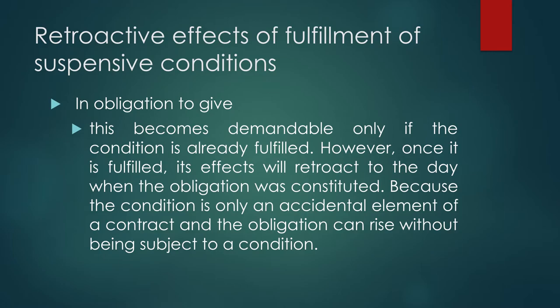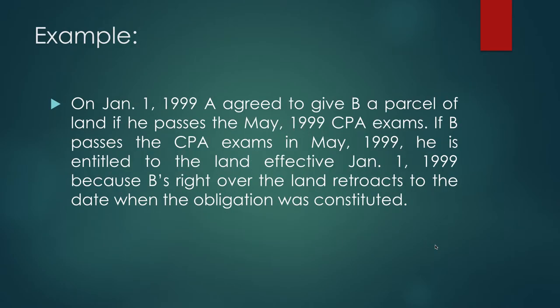Because the condition is only an accidental element of a contract and the obligation can arise without being subject to a condition. So, example, on January 1, 1999, A agreed to give B a parcel of land if he passes the May 1999 CPA exams. If B passes the CPA exams in May 1999, he is entitled to the land effective January 1, 1999 because B's right over the land retroacts to the date when the obligation was constituted.